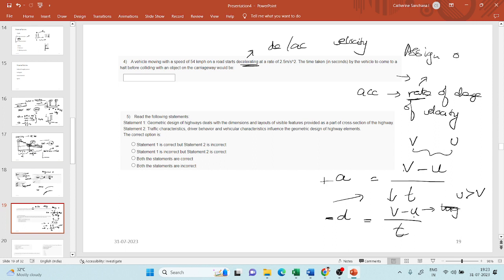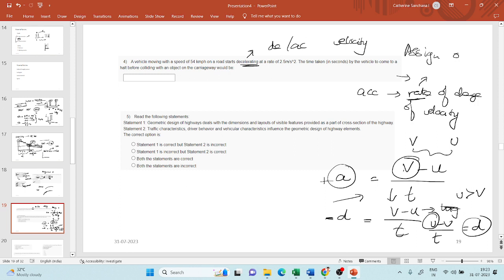If not, you should just flip the terms of this equation to u minus v by t is equal to deceleration. Okay, only then it will be a positive value, right? Here u is maximum, so d should be positive. Here v is maximum, so a will be positive. Okay, basic physics. Now you just substitute the values that they have given here in this equation.